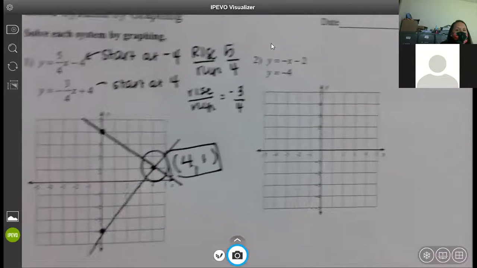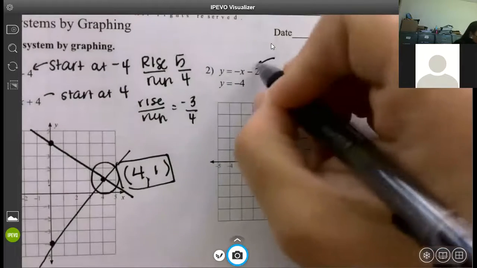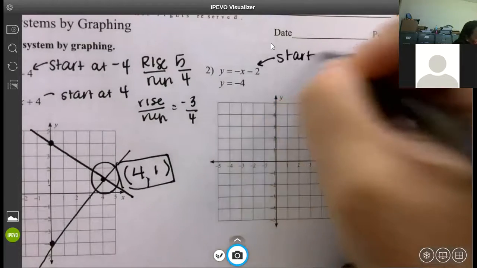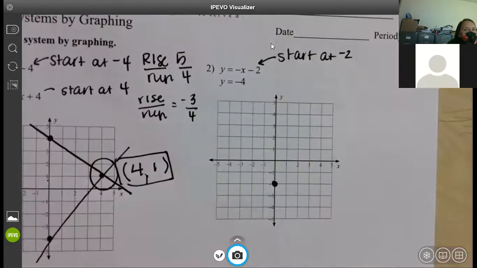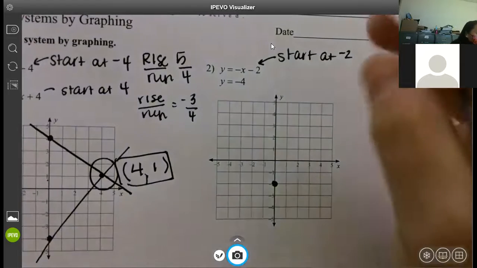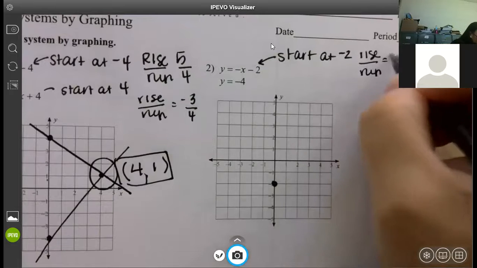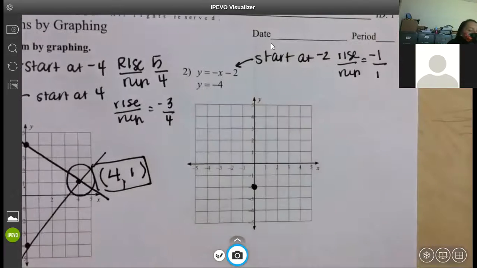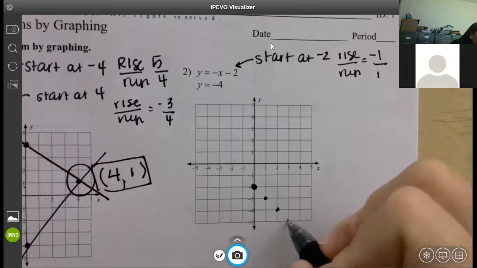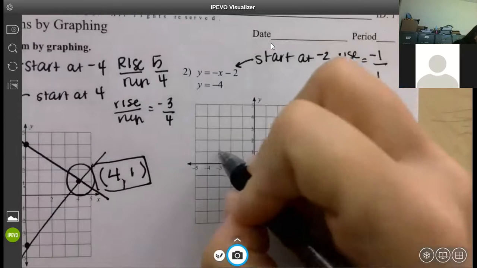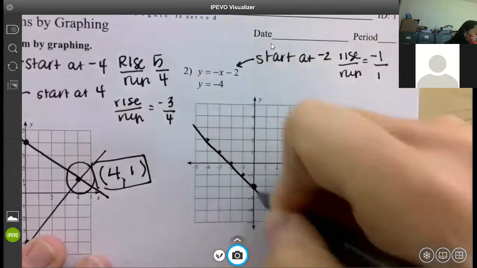All right, so look at your next one. First equation, where do we start? So we're going to put our dot at -2. What's our rise over run? It is -1, and we'll make it a whole number by doing over 1. So down 1, right 1. Or we could go up 1, left 1. It doesn't matter as long as it is negative.